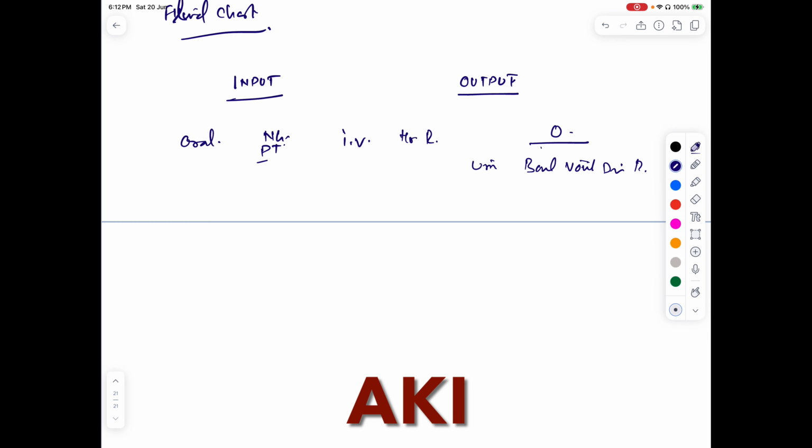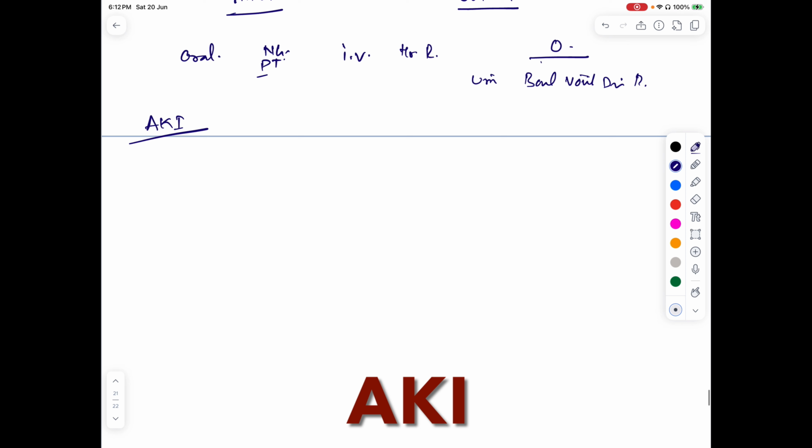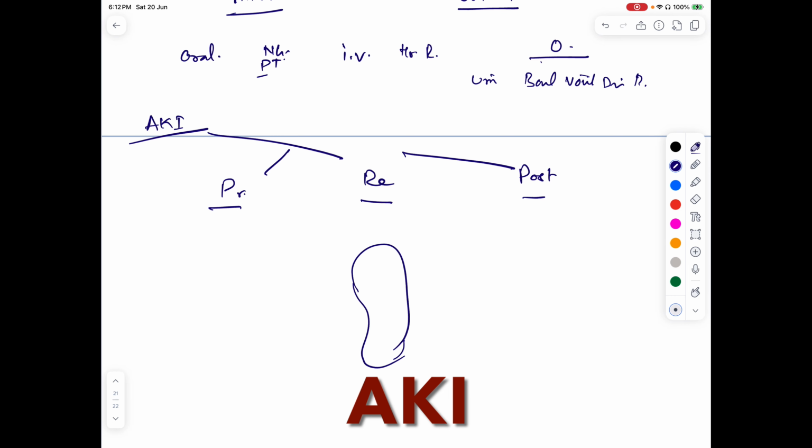So the urine intake and output chart. So generally it is urine intake and output. So low urine output means it is supposed to be something like acute kidney injury. So you will be asked to differentiate how will be AKI. It can be pre-renal, renal, post-renal. The three things. So suppose this is the kidney and this is ureter.